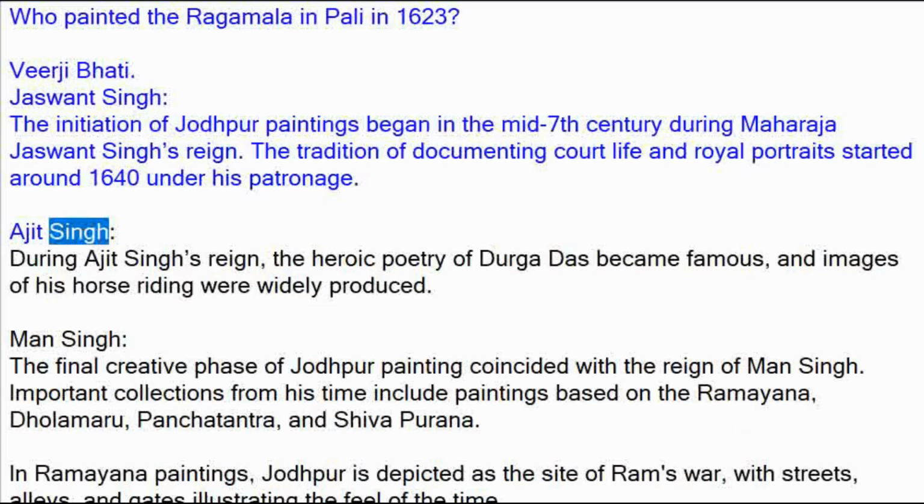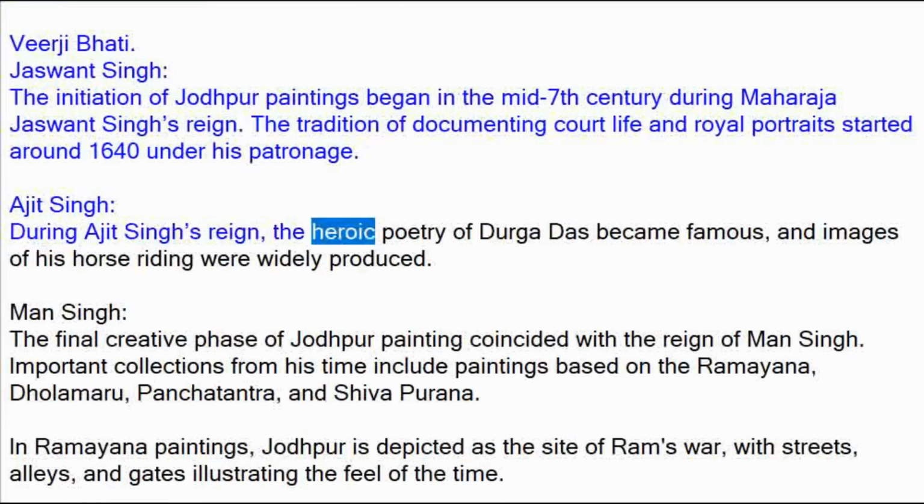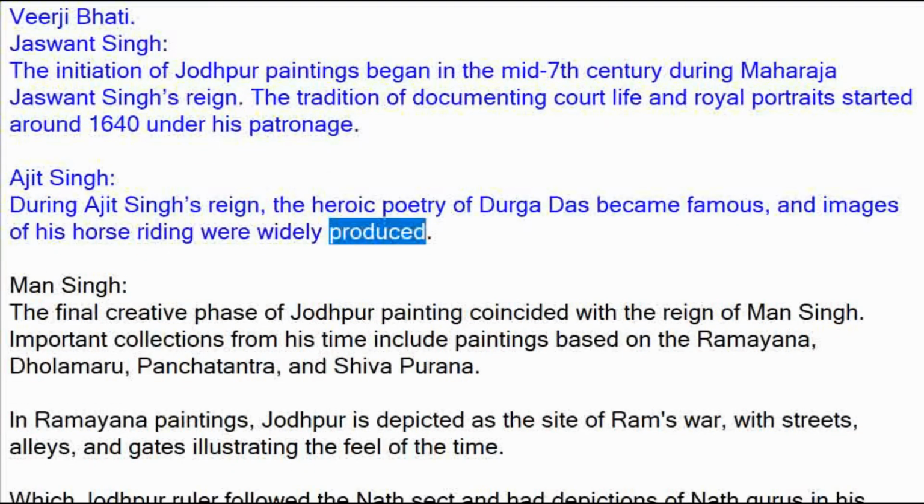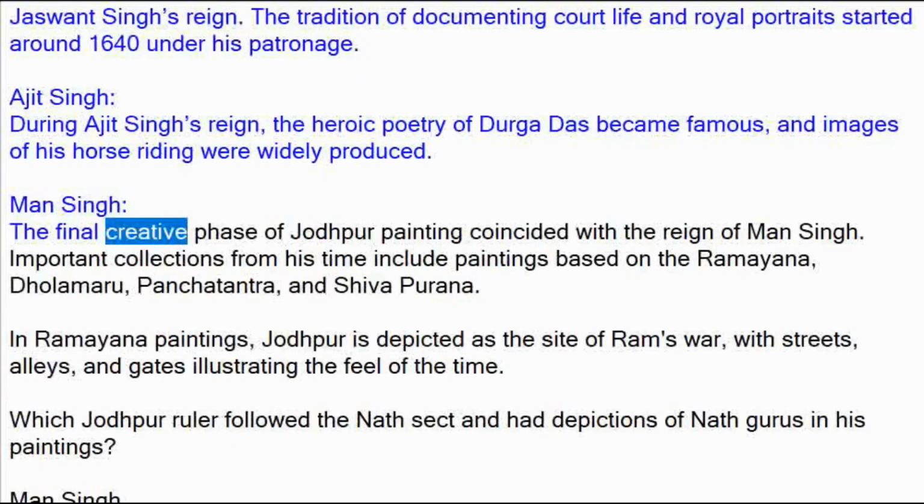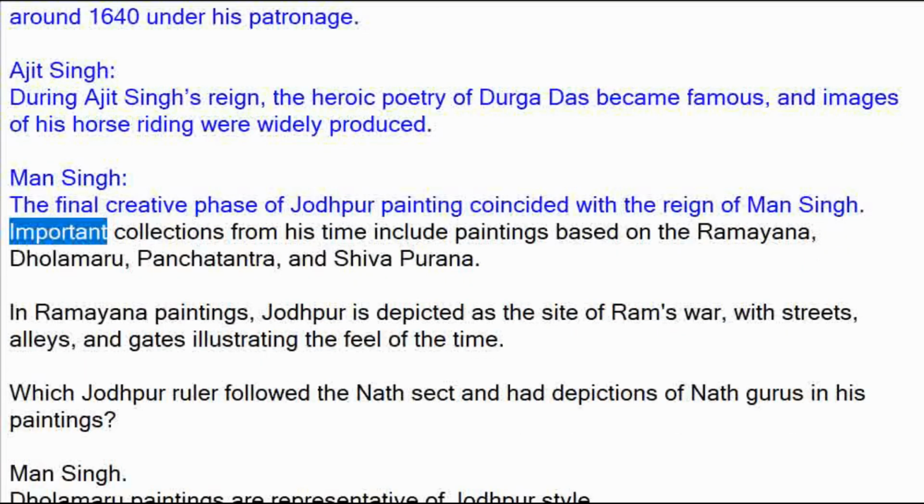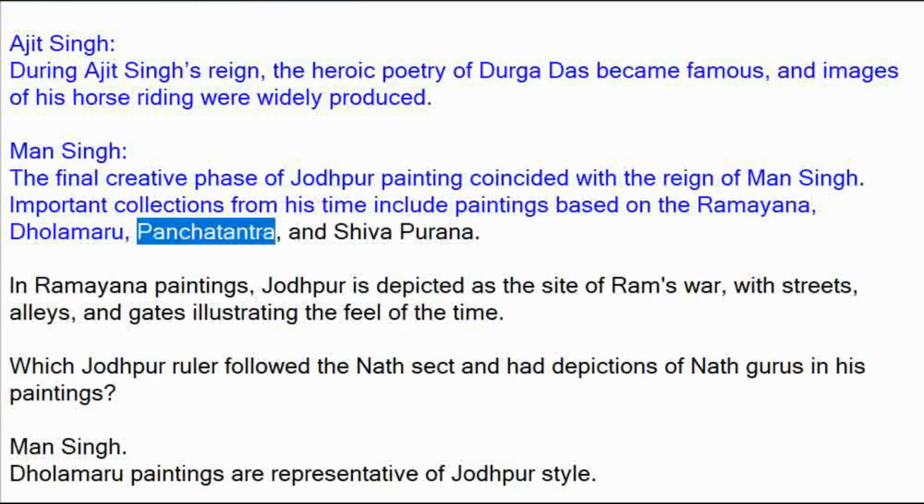Ajit Singh. During Ajit Singh's reign, the heroic poetry of Durgadas became famous, and images of his horse riding were widely produced. Man Singh. The final creative phase of Jodhpur painting coincided with the reign of Man Singh. Important collections from his time include paintings based on the Ramayana, Dhola Maru, Panchatantra, and Shiva Purana.